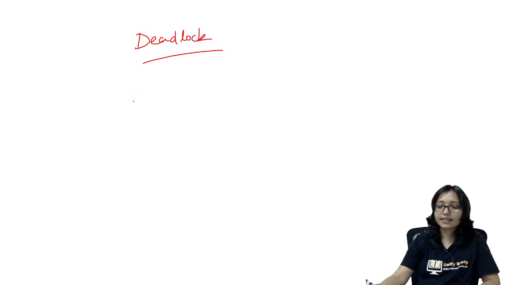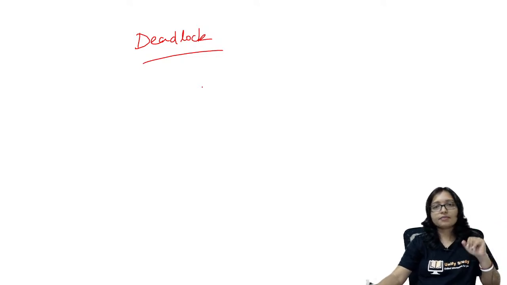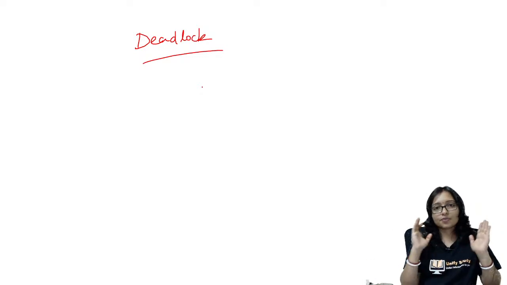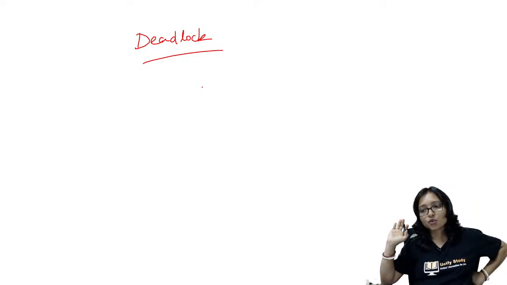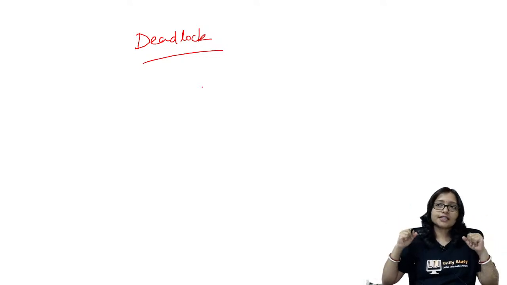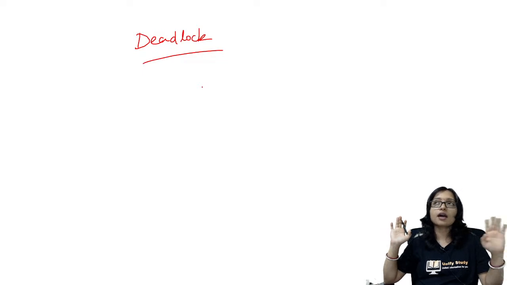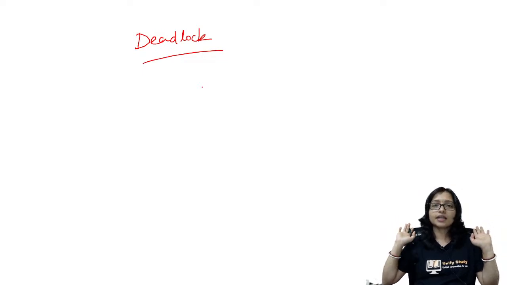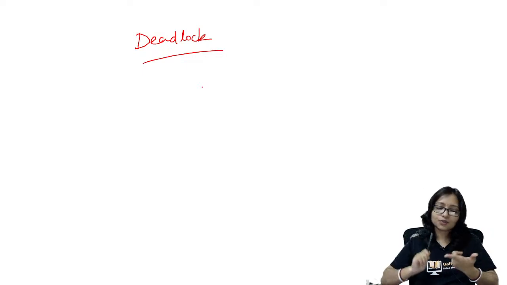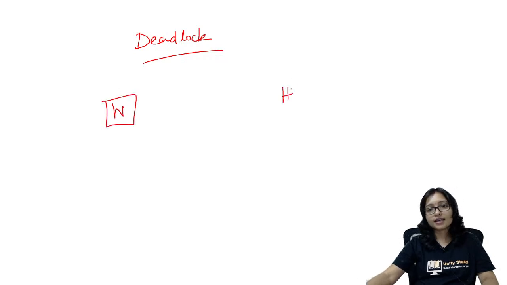Deadlock is a condition like when an argument is going on between you and your friend, or maybe you and your spouse, or your father and mother. Between husband and wife there are always some arguments going on in every home, right? And sometimes both say, I will not eat, I don't want to eat, I am not feeling hungry. They want to skip their dinner, either the wife or the husband. So here is the wife and here is the husband.